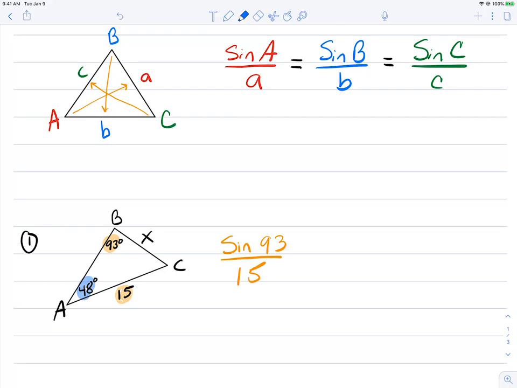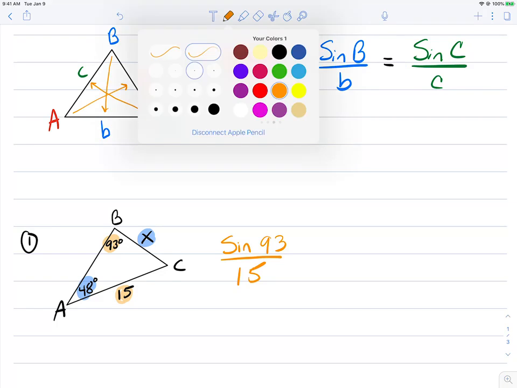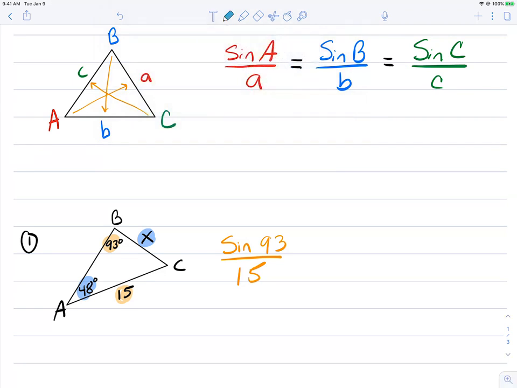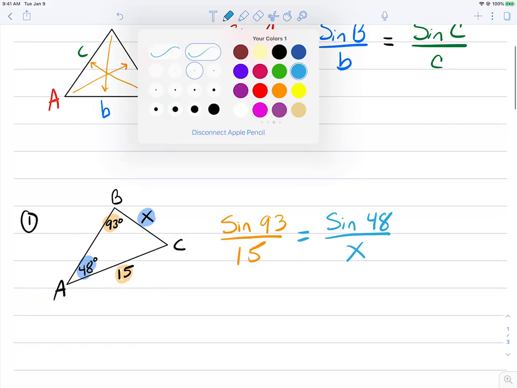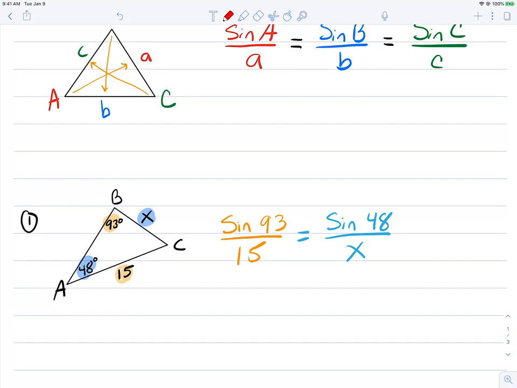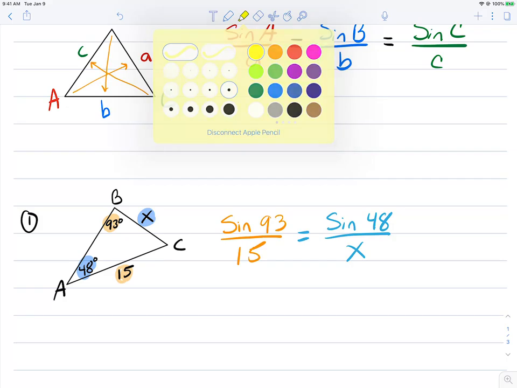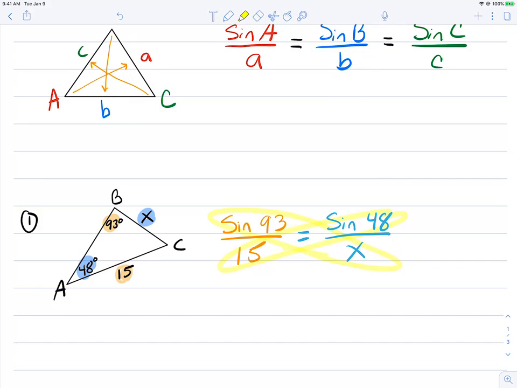Then we can take our 48 degrees and its opposite side, and we can write our second ratio, which is the sine of 48 over x. Now, the law of sines says that those two ratios should be the exact same. So we can now solve this. So it is like a cross multiplying problem. So I'm going to multiply the ones that are across from each other. And I'm going to get x times the sine of 93 equals 15 times the sine of 48.